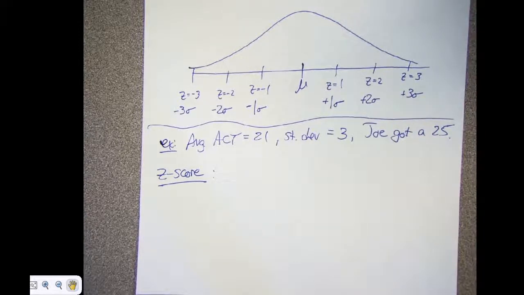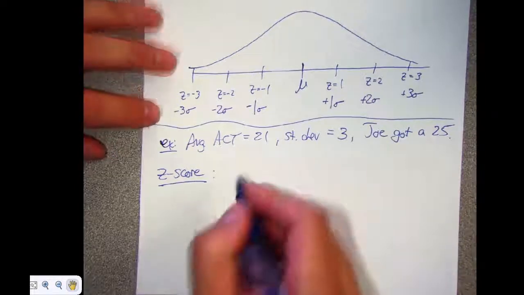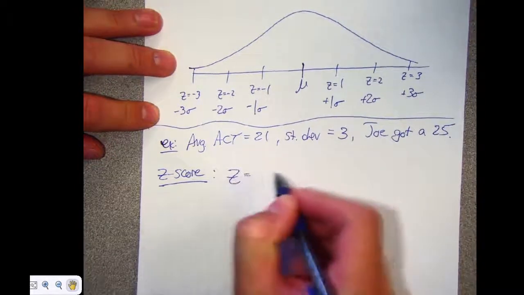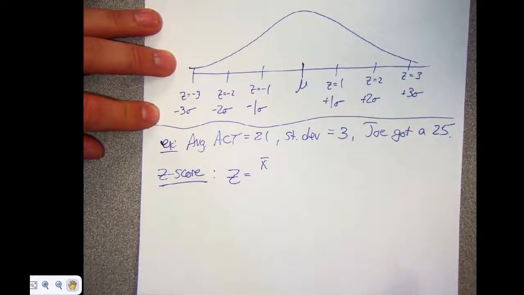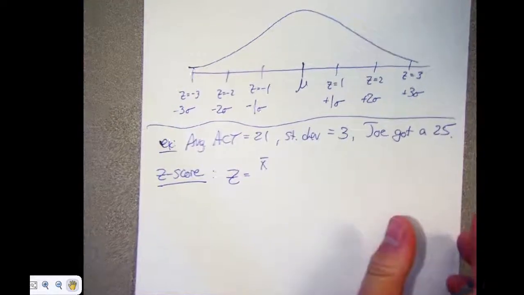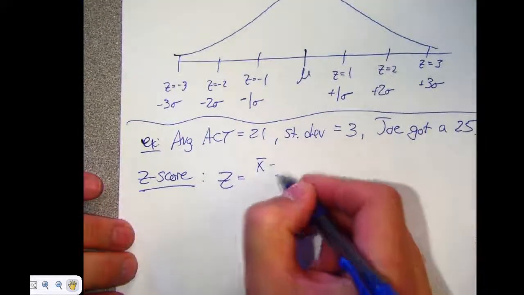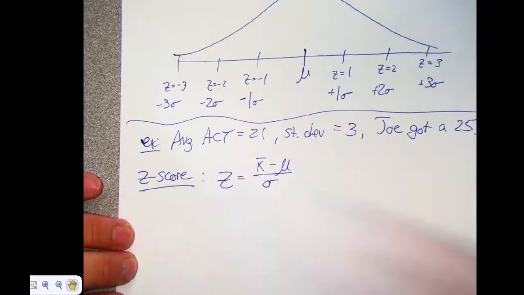When you find the z-score on my test or the AP test, you have to show the formula every time. Unless it's multiple choice, then it doesn't really matter. But on the free response, you have to show the formula so they can see that you know the formula, or that I can see on the test. So the formula, and it's going to look goofy at first, is z equals x bar, it's called x bar, bar on top, minus mu, over sigma.